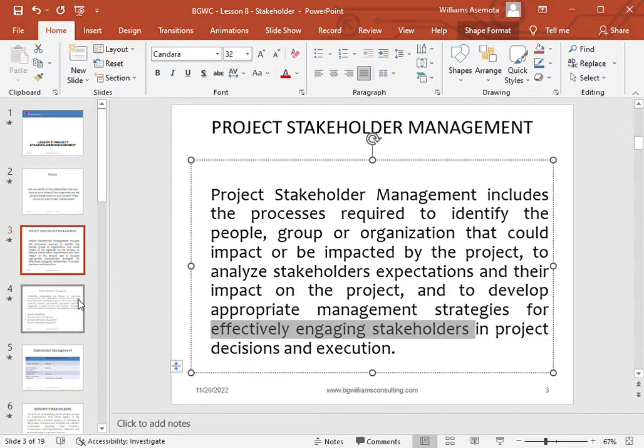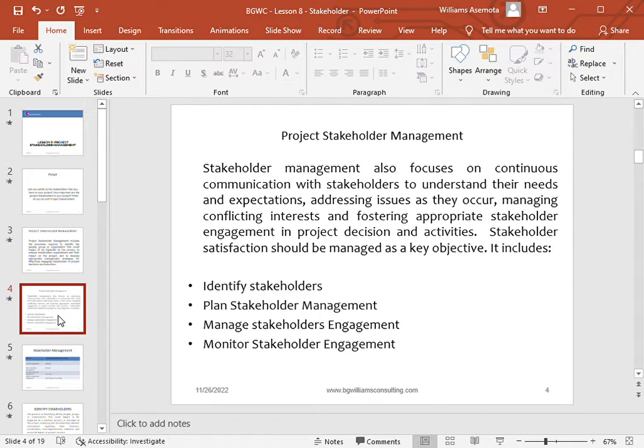Okay, so let's move on. We can now say that stakeholder management focuses on continuous communication. That is why you want to engage your stakeholders. The word engage simply means discuss, have a rapport, find out, reach out. So stakeholder management has to do with continuous engagement with all your stakeholders.